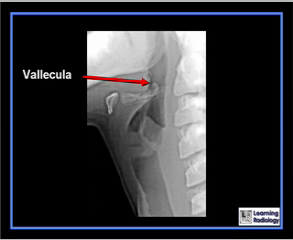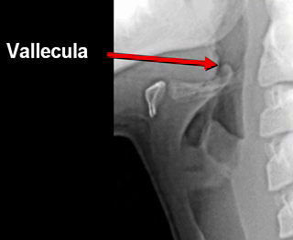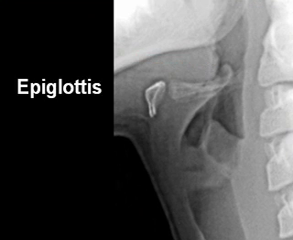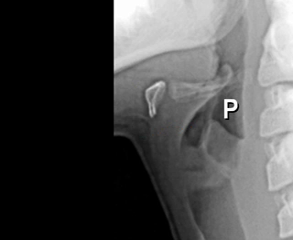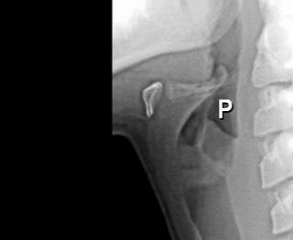Moving inferiorly, the valleculae are the space between the base of the tongue and the superior aspect of the epiglottis. Then there is the epiglottis itself, the aryepiglottic folds, which we'll talk about in a few seconds, and the posterior paired piriform sinuses.